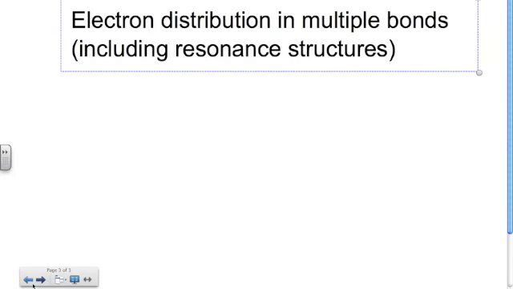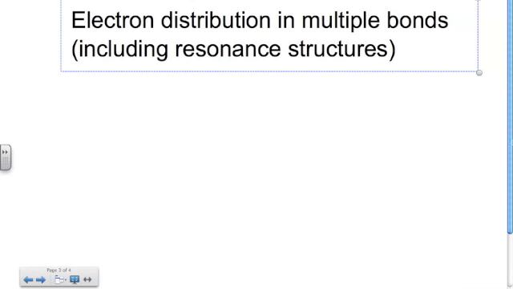distribution in multiple bonds, including resonance structures. If we look first at hydrogen. So hydrogen is a single bond. If we were to look at two hydrogens bonded to each other, we would notice that the concentration of electrons would be probably somewhere in between those two nuclei.